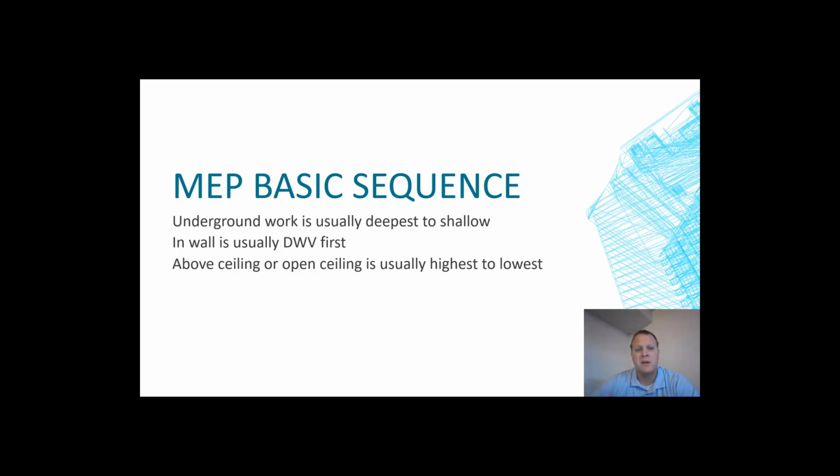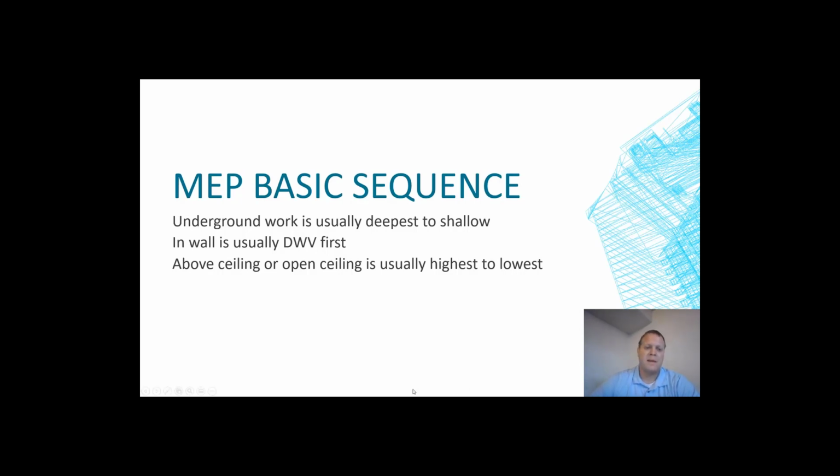Anyway, talking about construction sequence. For mechanical, electrical, plumbing, the underground work is usually deepest to shallow. I'm going to pull that up in a second and we'll show you that. Deepest to shallow, meaning the deepest things typically are installed first. It's just a rule of thumb. It can have other constraints, but I'm just talking about generalities.